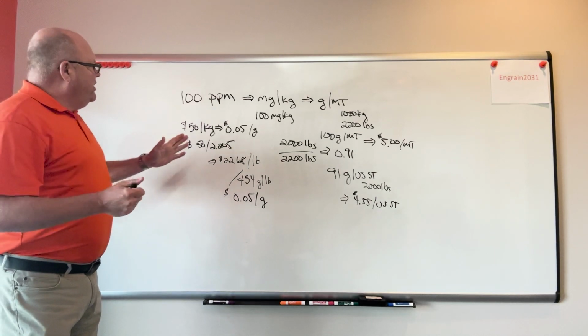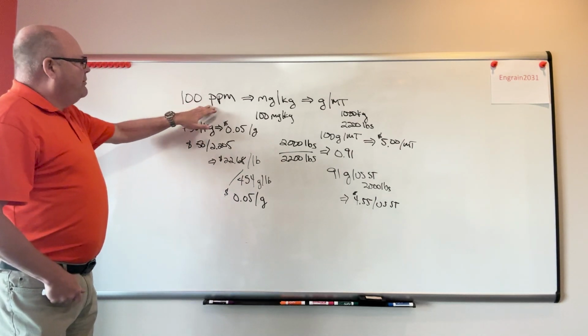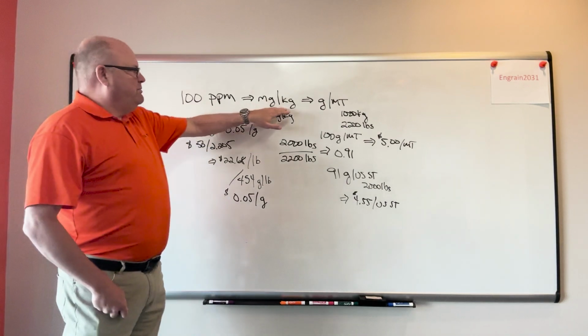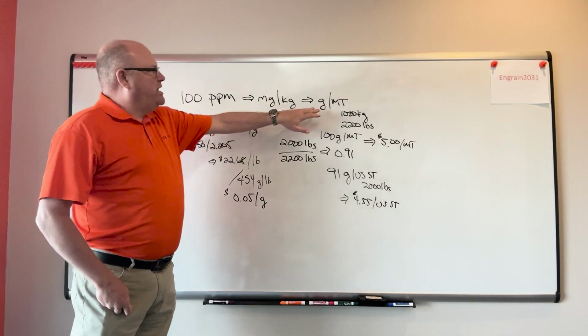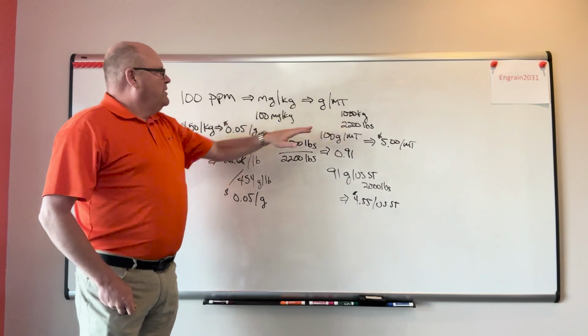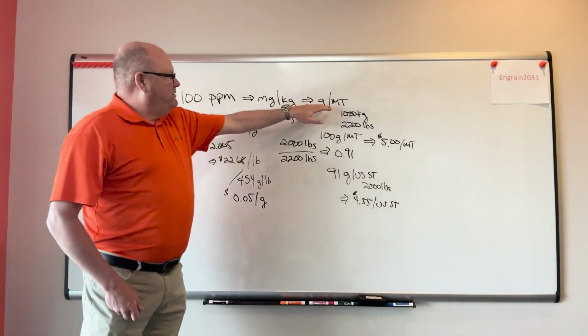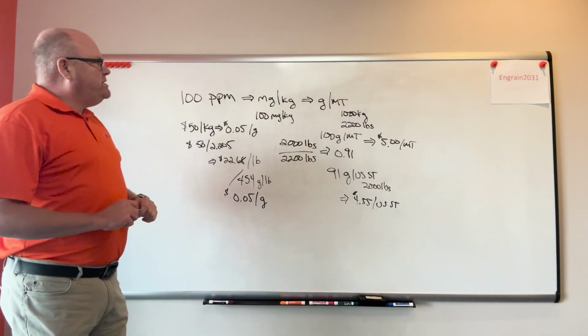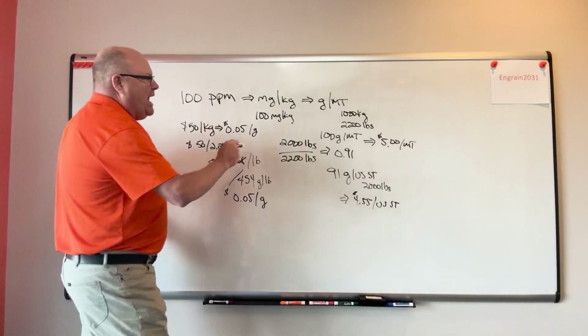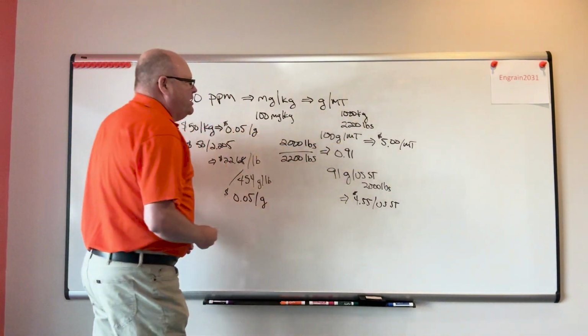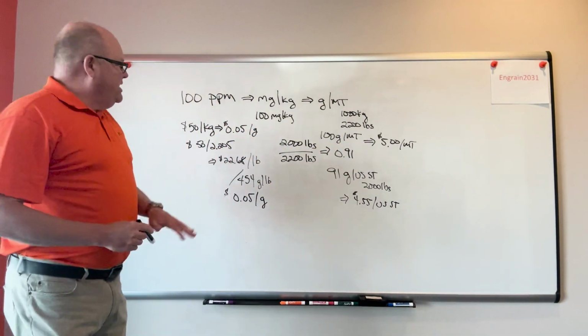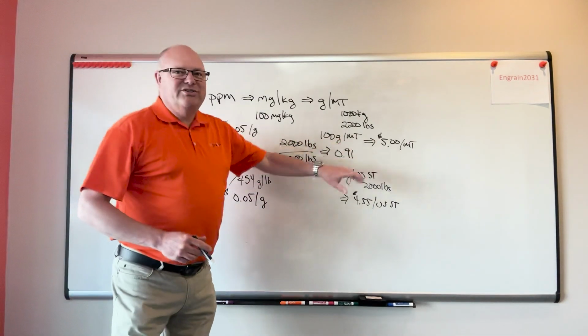So now we understand that parts per million is the same as milligrams per kilogram, which is the same as grams per metric ton. And understanding that first piece will make it easier for you to understand how to do these calculations on a per ton basis, and also how to apply cost to those things.